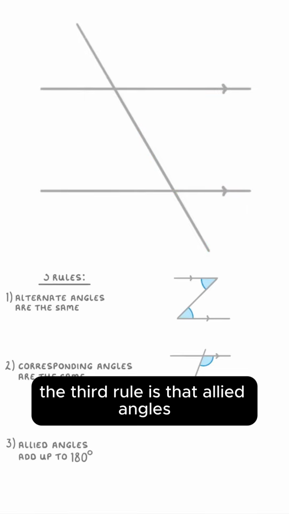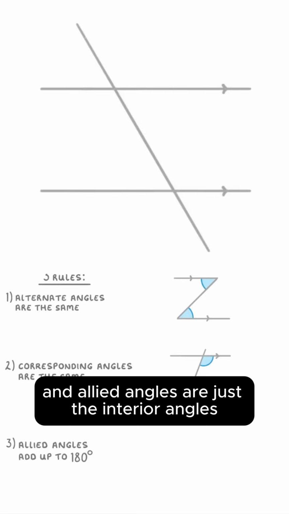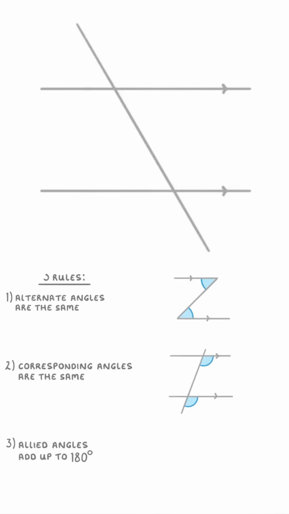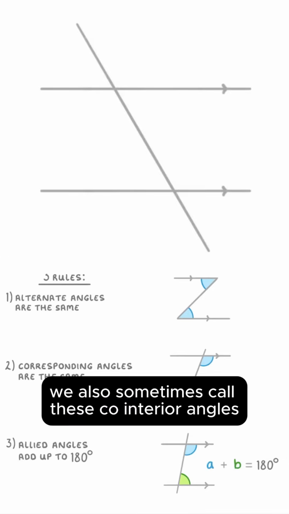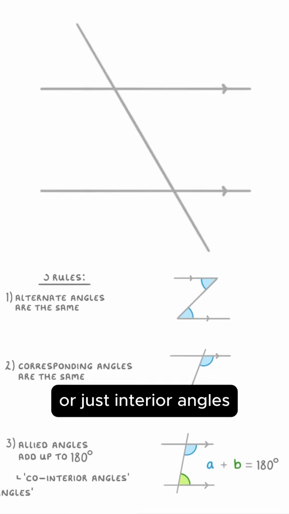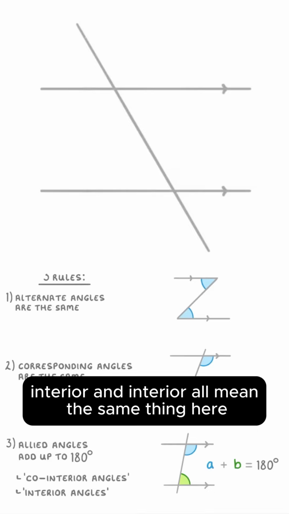The third rule is that allied angles add up to 180 degrees. And allied angles are just the interior angles of a C shape. So in this diagram, these 2 angles would add together to make 180 degrees. We also sometimes call these co-interior angles or just interior angles. So just know that allied, co-interior and interior all mean the same thing here.